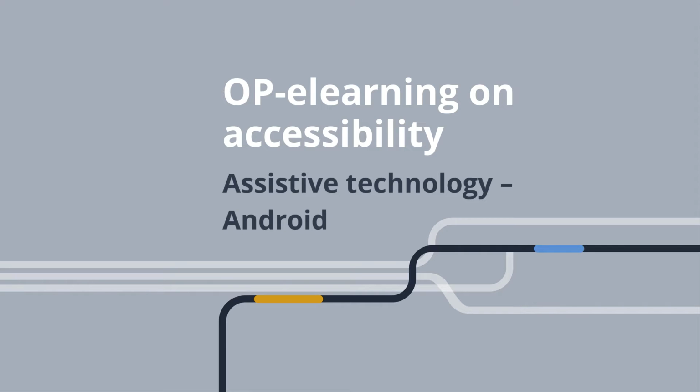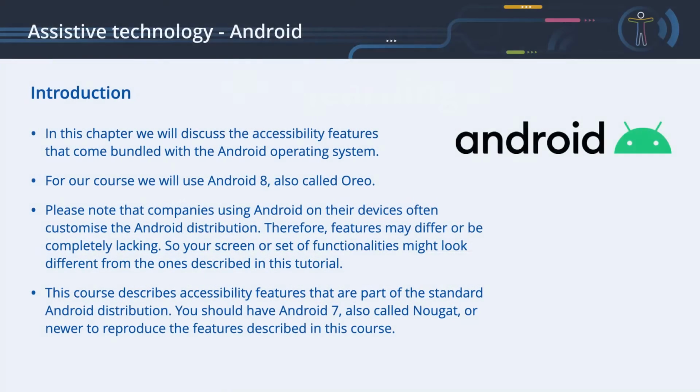Assistive Technology, Android. In this chapter, we will discuss the accessibility features which come bundled with the Android operating system.